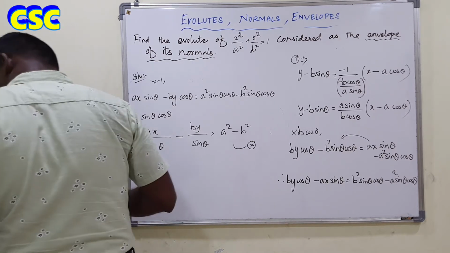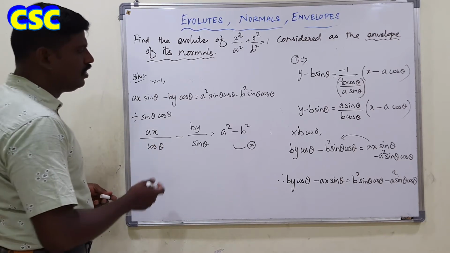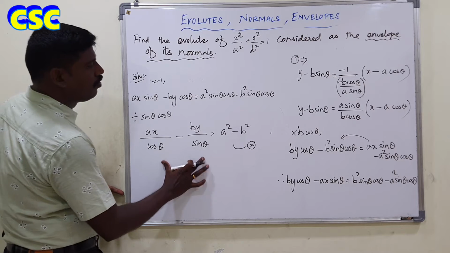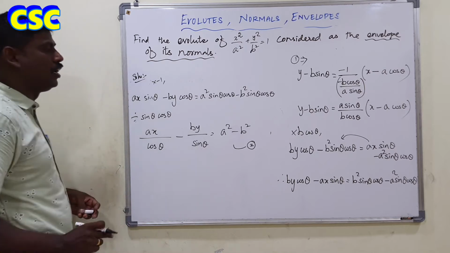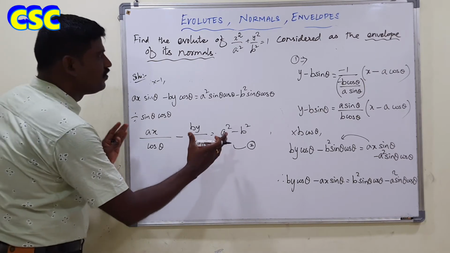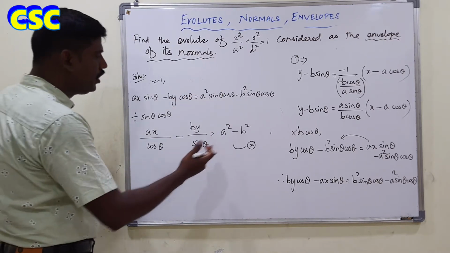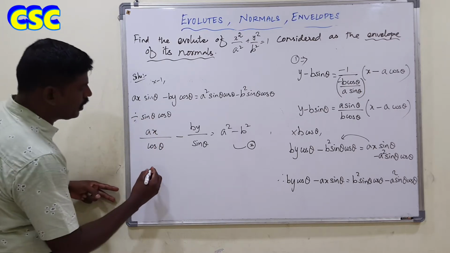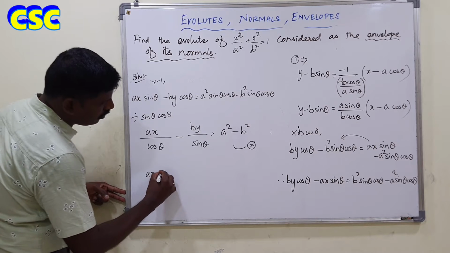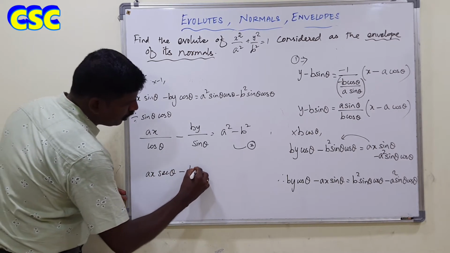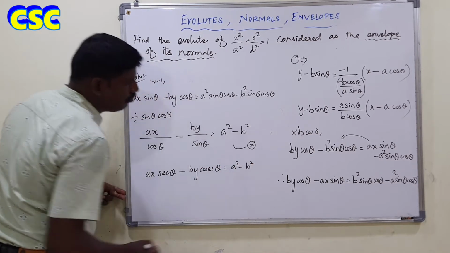So this is the family of normals in terms of theta, or otherwise you can directly go to differentiate. I am going to find the envelope of this family of normals; that will be the evolute of the given curve. Okay, so make it easier: I take this cos theta into the numerator. So ax secant theta minus by cosecant theta is equal to a square minus b square.